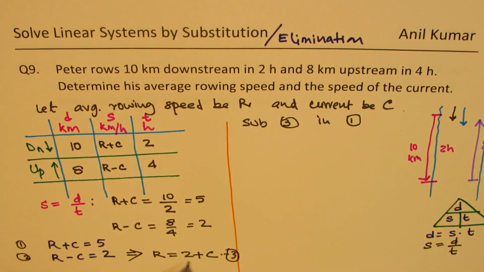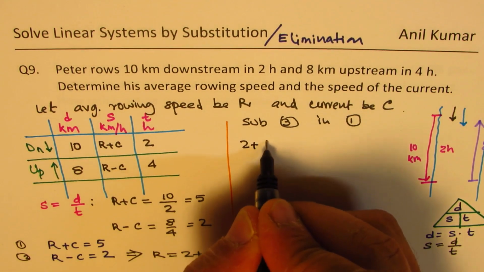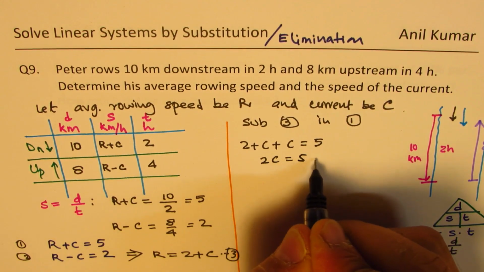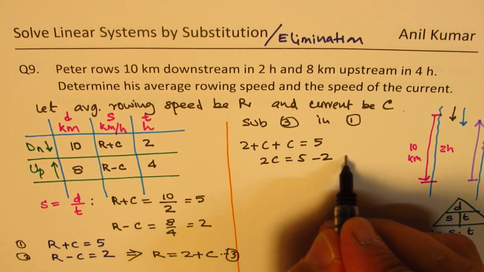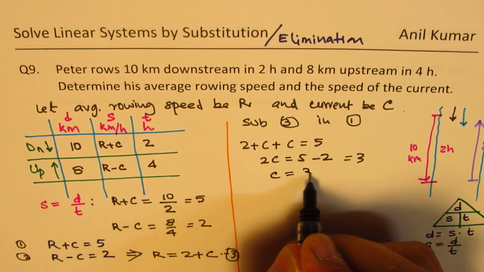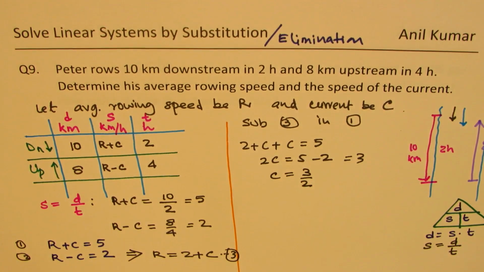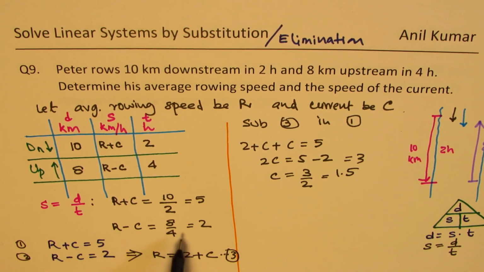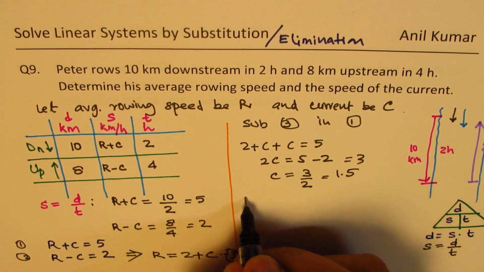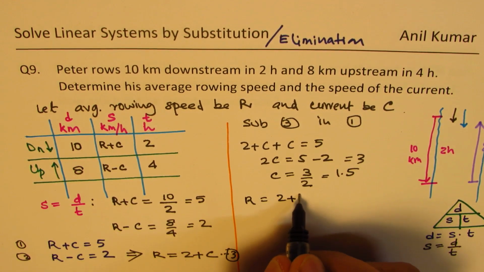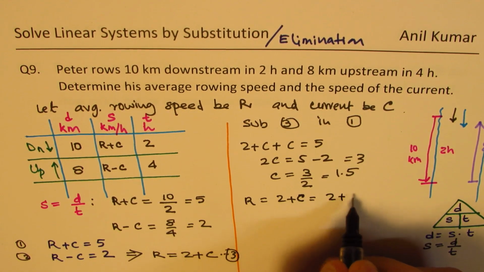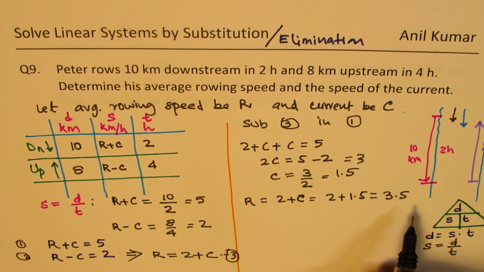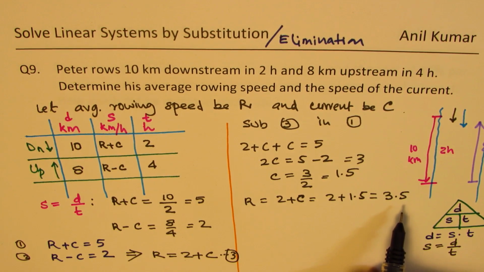So we get R as 2 plus C, which equals 5, or 2C equals 5 minus 2, which is 3. So C is 3 over 2, right? C is 3 over 2. You could write this as 1.5 also. And what is R equal to? R is equal to 2 plus C, which is 2 plus 1.5. That gives you 3.5. Is it okay? So you get R as 3.5.